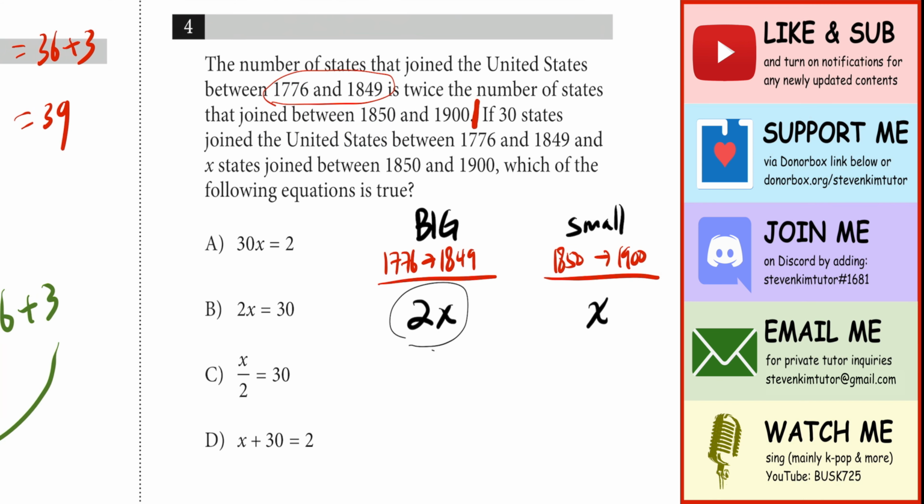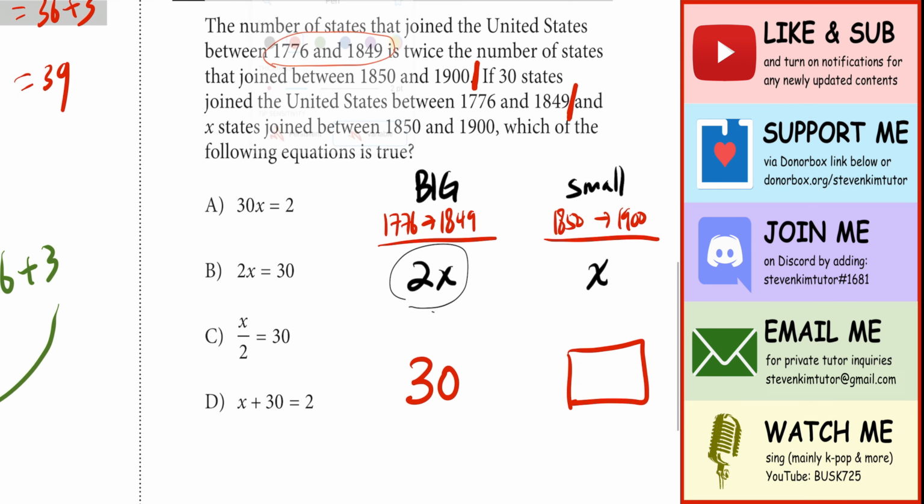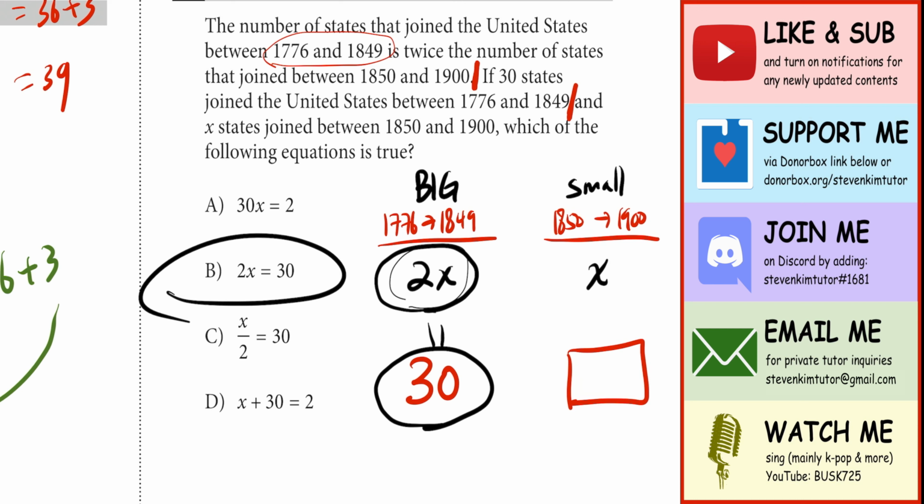If 30 states joined the United States between 1776 and 1849, cut. So that's 30 right there. And x states joined between 1850 and 1900. Well, I wouldn't know. Which of the following equations is true? So if you take a look once again, I already said here 2x is equal to 30. So there you go. 2x is equal to 30. That's it. So that was pretty simple.